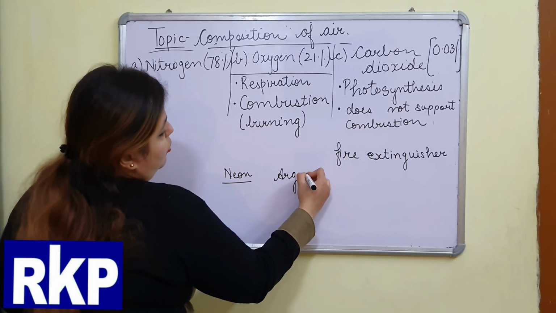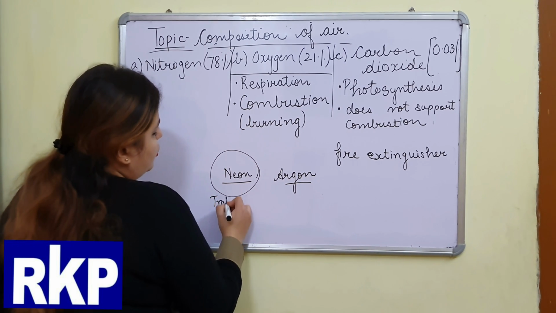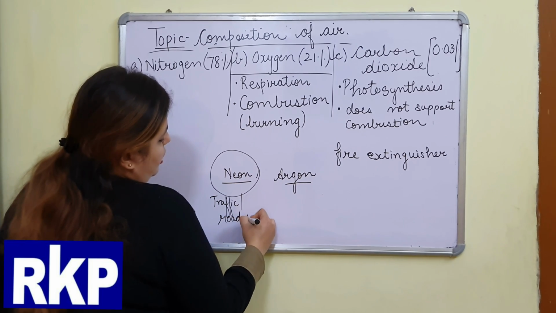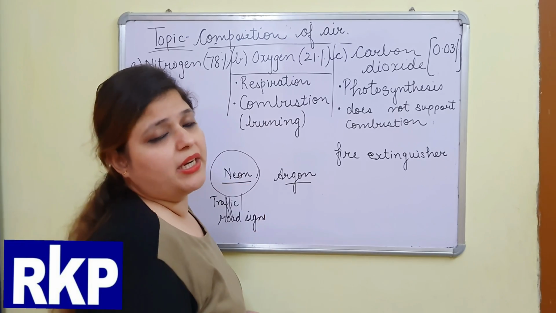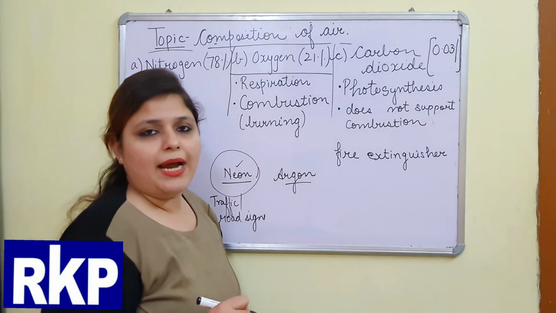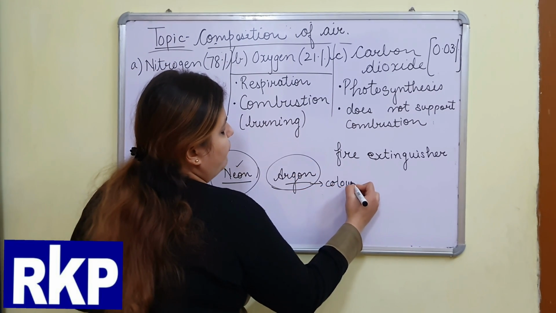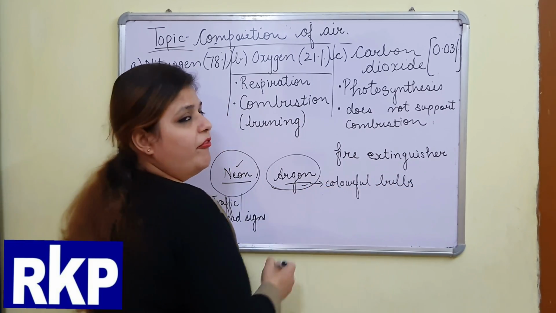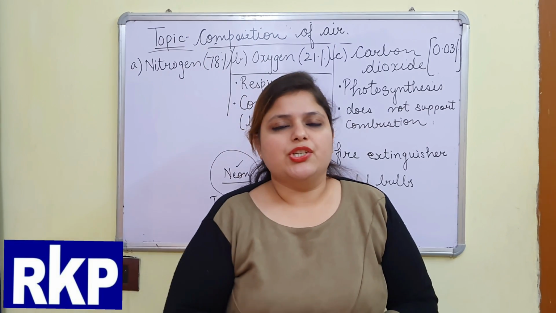One more most important point I will tell you. Neon gas is used to make traffic signals, traffic or road signs. Whenever you are traveling on the road, you must have seen some road signs which are displayed, which shine brightly in bright yellow color. This is because of the neon gas filled in that. And argon gas is used to make colorful bulbs. Different color bulbs you have seen, they are made with the help of argon. Clear? With this we have finished the topic of composition of air.